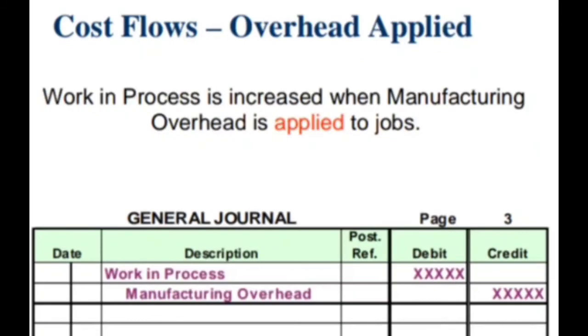Now while applying the overheads to the job, we have discussed that work in process is an inventory, and by applying the manufacturing overheads to it, it shall be increased. So inventory, when it is increased, shall be debited, and manufacturing overheads, when it was increasing, was on the debit side. Now as these are being reduced by applying it, they shall go out of the manufacturing overhead account, so it shall be credited, and work in process shall increase and shall be debited.